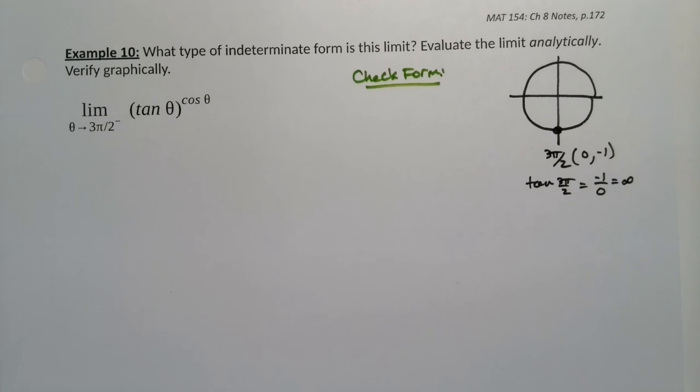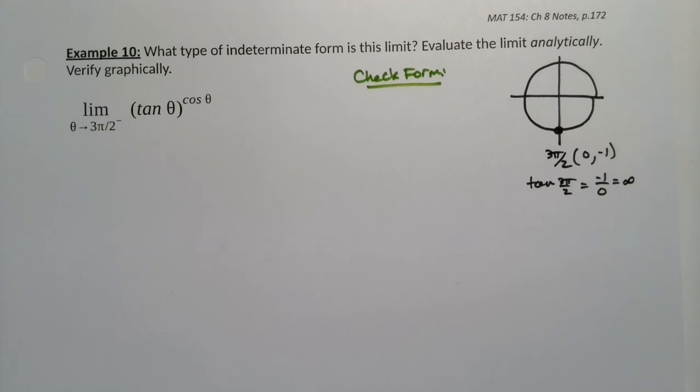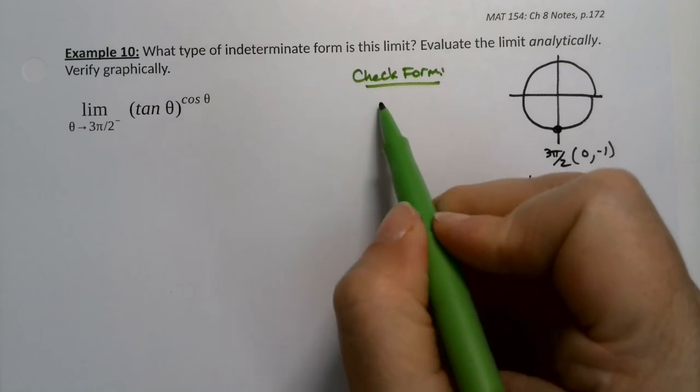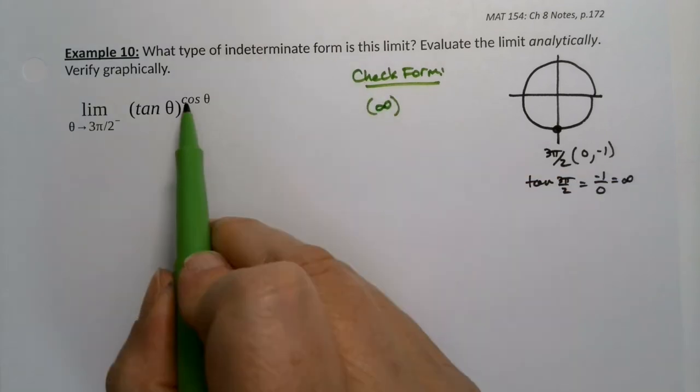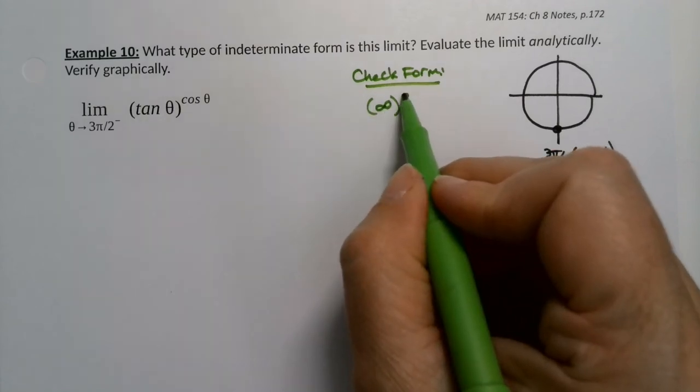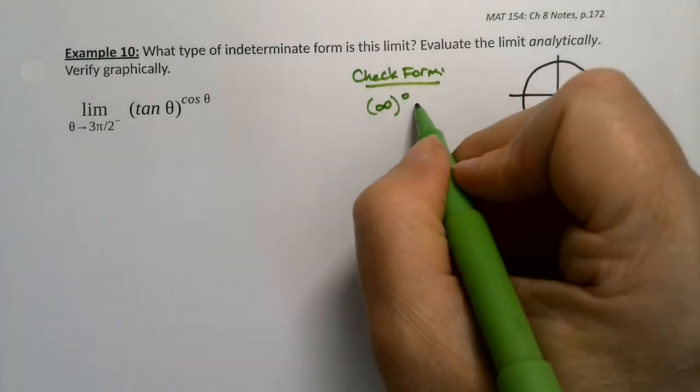I mean, it could be negative infinity. It doesn't really matter, right? It's infinity. Okay, so then that means that I know that my form is infinity to the, okay, cosine of 3 pi over 2 is 0. So it's infinity to 0, which is indeterminate.